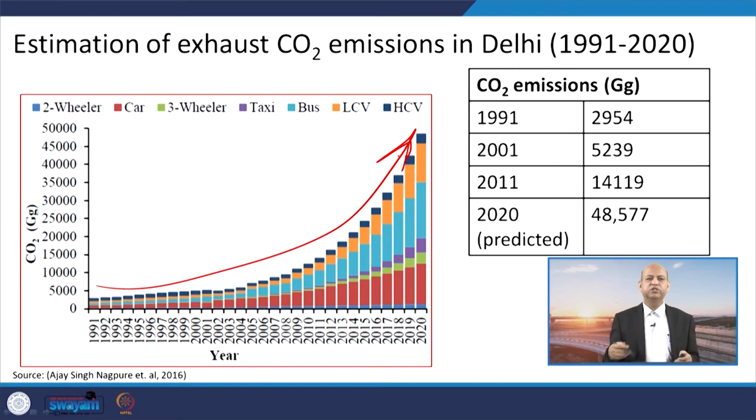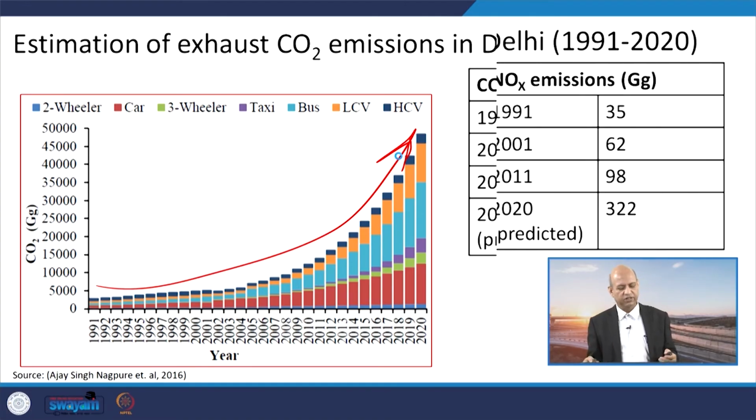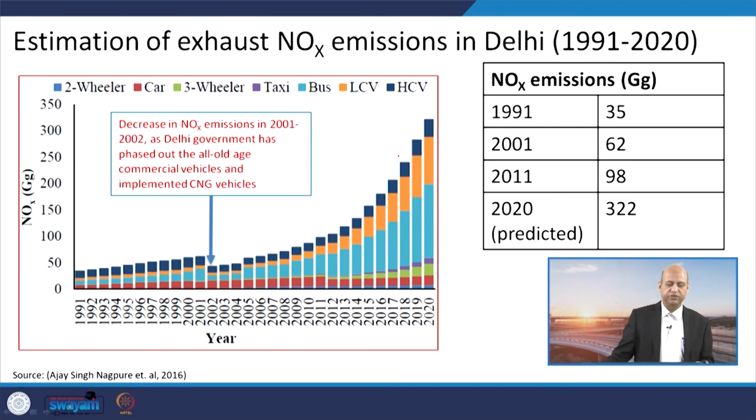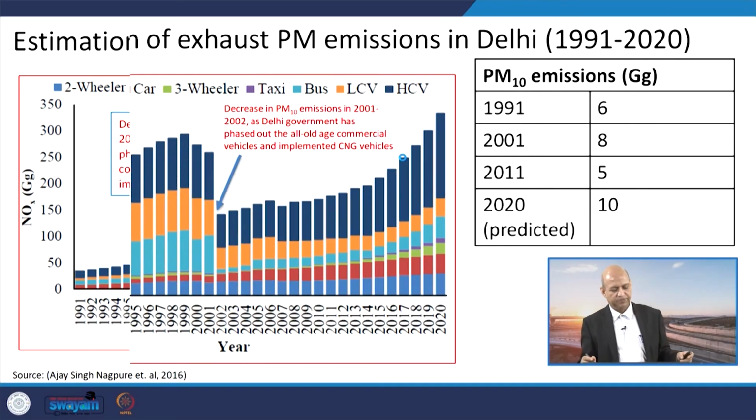that CO2 emissions are going up, because even when you go for efficient technology, naturally CO2 emission will increase. When we talk about NOx emissions, there is a decrease in around 2002 when the CNG implementation was there, the whole bus fleet was converted to CNG. So, this dip was there, but because the number of vehicles was increasing and buses also increased, the emissions again increased because of the population of the vehicles.